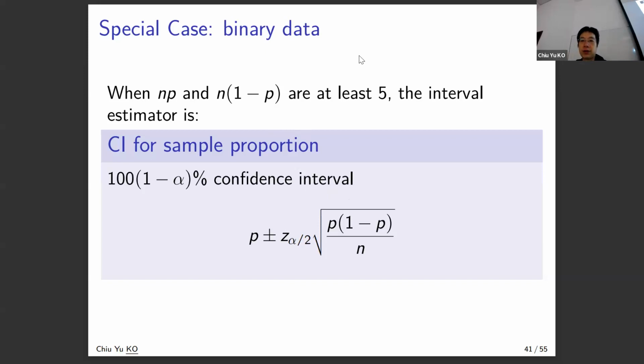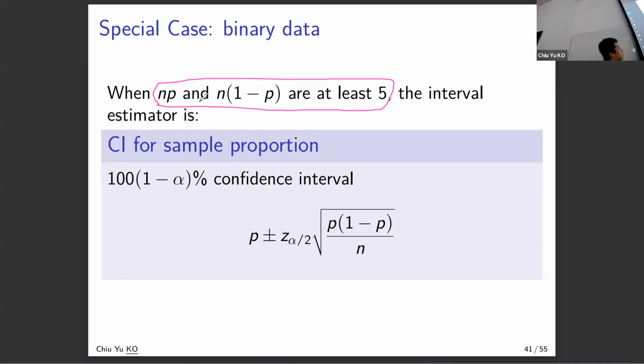And for this to work, make sure that this must be holding, for this to be a good approximation. Because in general, this is not normal, right? But it's okay to use normal to do it if this is satisfied.